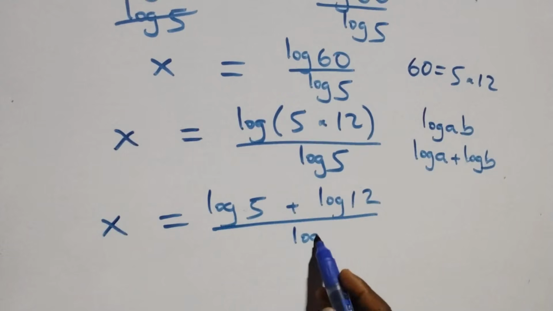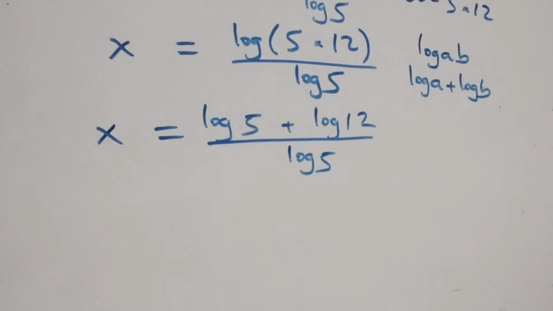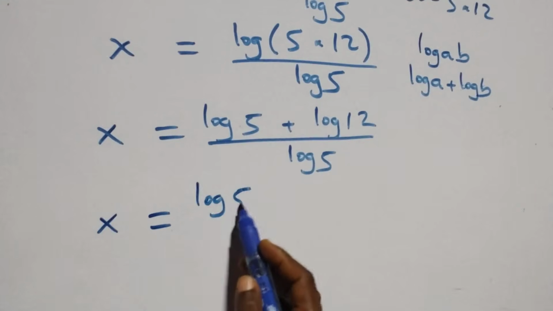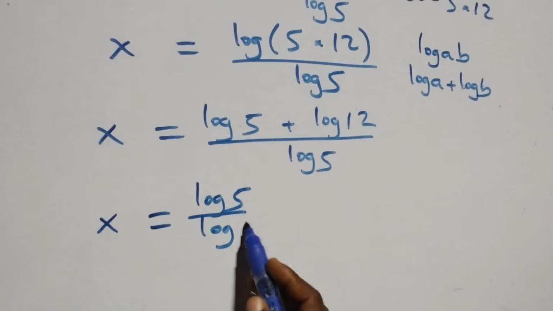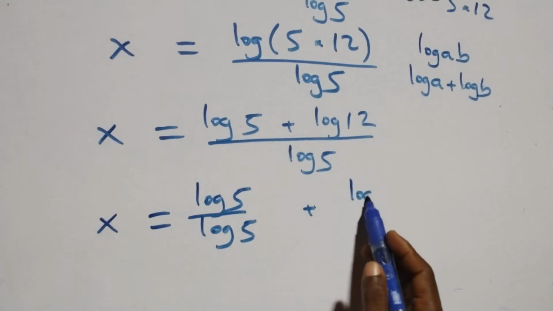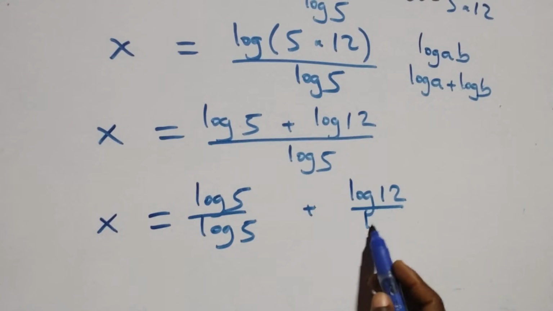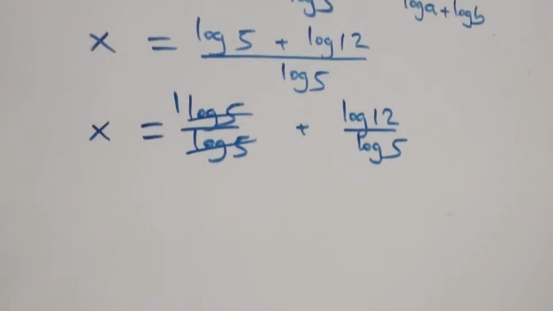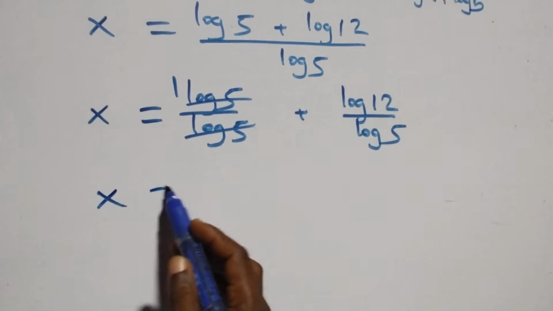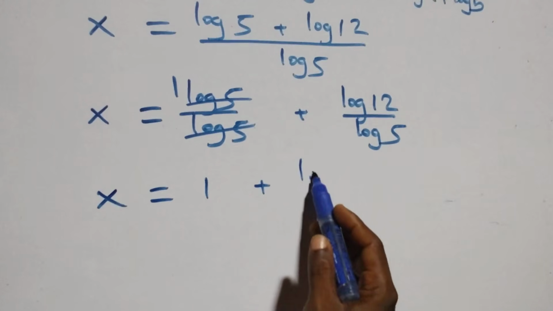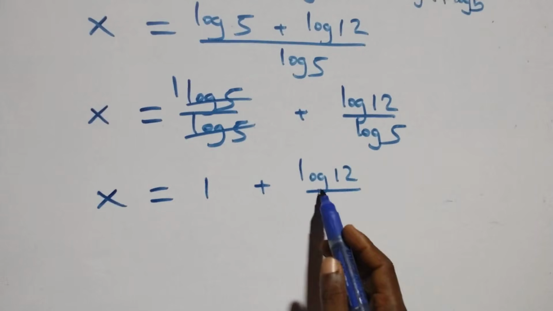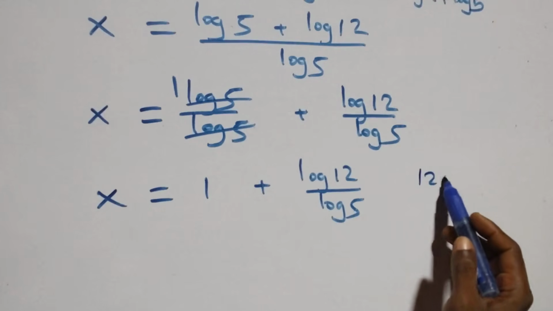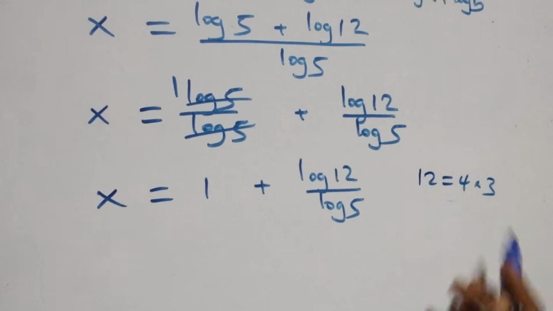over log 5. That is, separate this into two fractions, and we have x equals log 5 over log 5 plus log 12 over log 5. And here, log 5 cancel each other. We have 1 left, which implies x equals 1 plus log 12 over log 5. Then also from here, we can write 12 as 4 times 3.